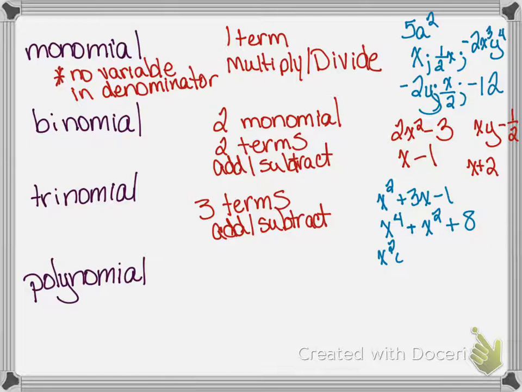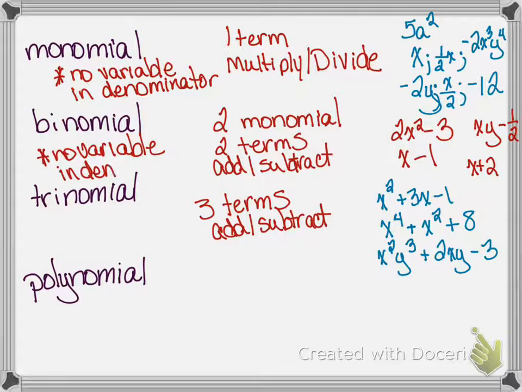X squared y to the third plus 2xy minus 3. That's a trinomial. 3 terms. Student: Can you have variables in denominators? You cannot. None of these. No variable in the denominator. Great question. So none of these can have a variable in the denominator.